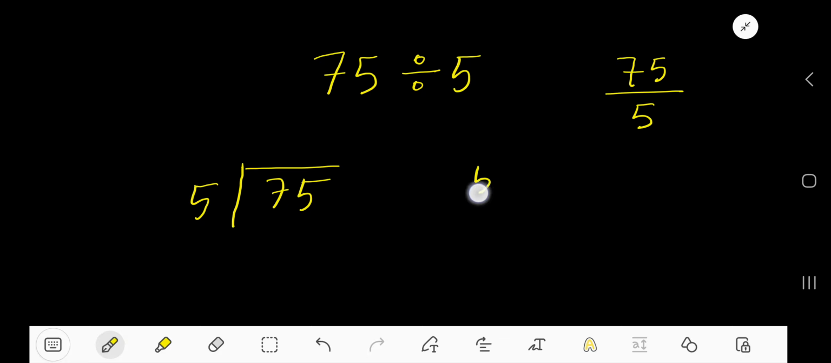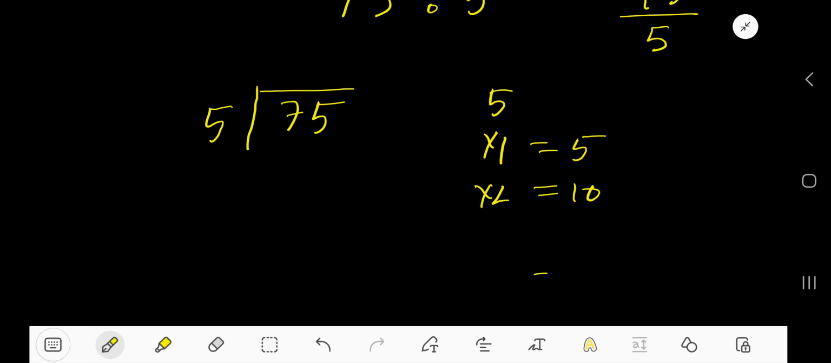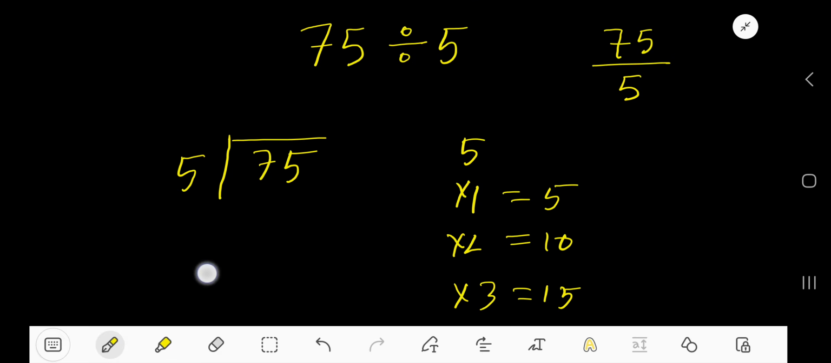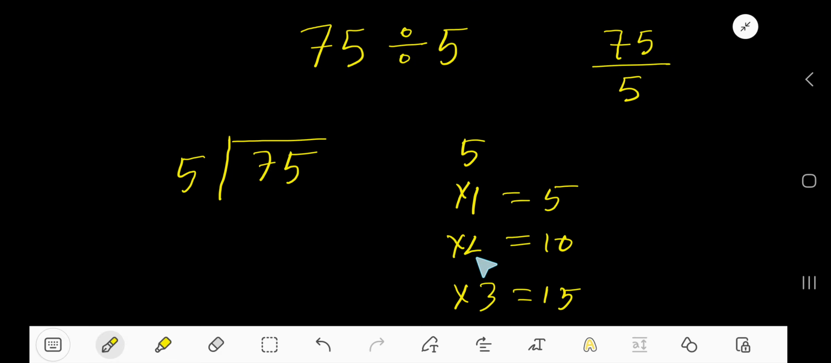So we need the multiplication table. Here is the quick way to find the multiplication table of 5. 5 times 1, 5. 5 times 2, just add 5 to this 5, that is 10, right? And here is the beautiful way to find the multiplication table of any number. 5 times 3, just add 5, that is 15. Okay, let's stop. 5 goes into 7 how many times?